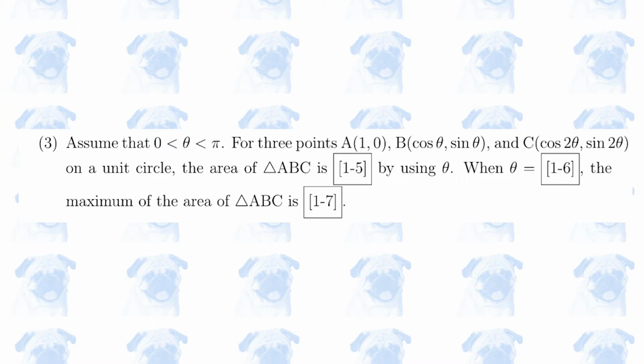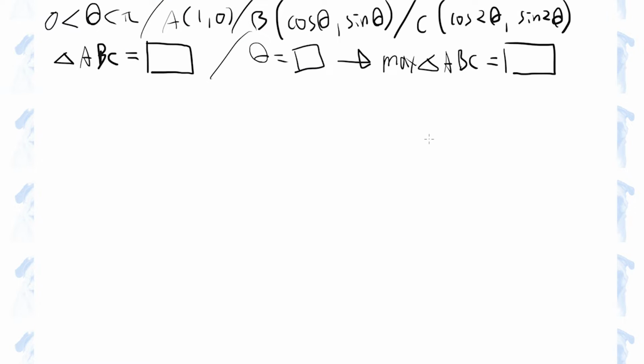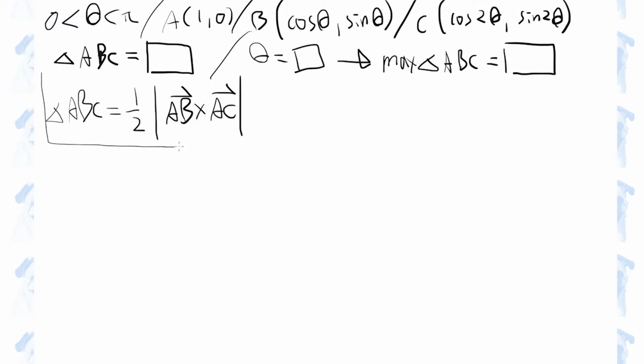Number 3. In this question, we have an angle theta, which is between 0 and pi, and we have a triangle ABC. The area of the triangle ABC can be expressed as 1 over 2 times the magnitude of the cross product of vector AB and vector AC. So let's try to express these 2 vectors.